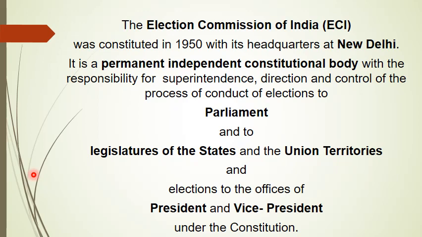A word about the Election Commission of India. The Election Commission of India, the ECI, was constituted in 1950 with its headquarters at New Delhi. It is a permanent, independent constitutional body with the responsibility for superintendence, direction and control of the process of conduct of elections to Parliament and to legislatures of the states and the union territories, and also elections to the offices of President and Vice President under the Constitution.